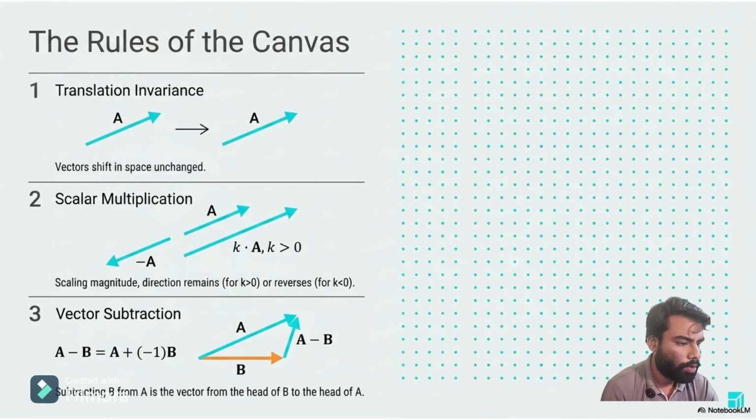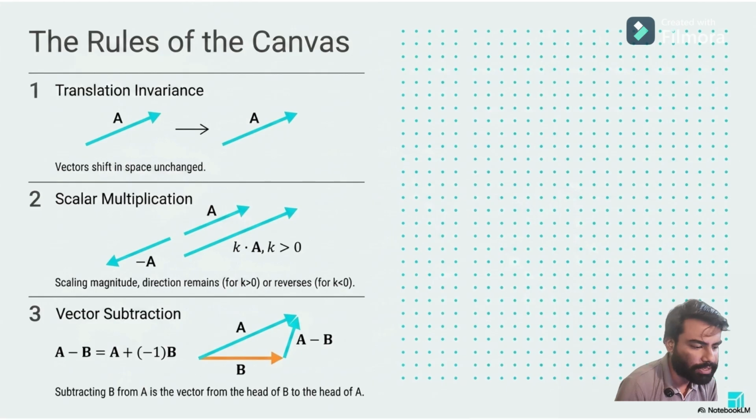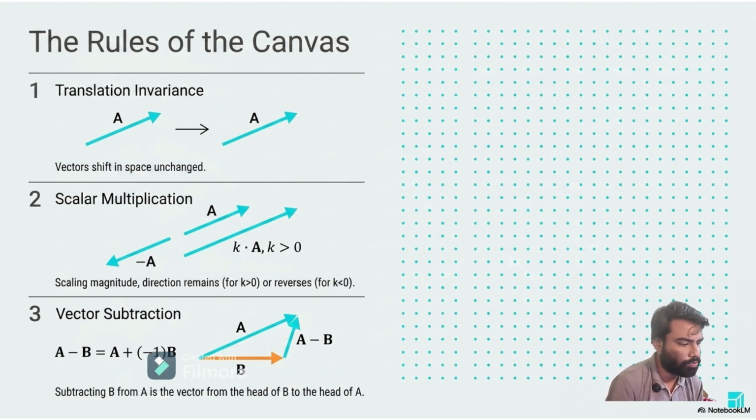Now we are going to look at some basic vector rules. A vector can be transferred or shifted in space from one place to another without changing its direction. The arrow of the vector tells about the direction, and the length of the tail tells about the magnitude. The larger the length of the tail, the higher the magnitude of the vector, and the shorter the tail, the lower the magnitude. The arrow tells us about the direction.